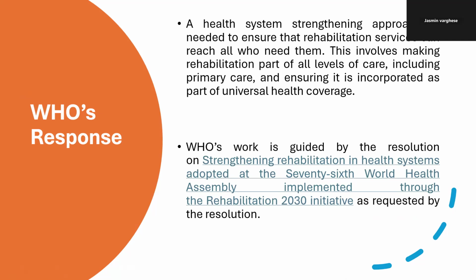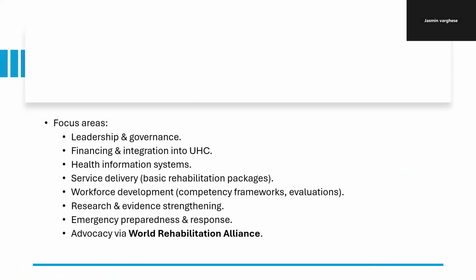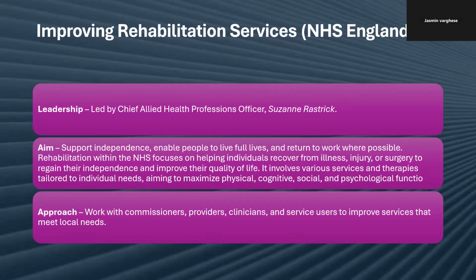The major areas they have focused on include leadership and governance, proper leadership and proper governance to find out the unmet needs and to implement the plans in a proper way in all aspects of care, especially in primary care itself. Then financing and integration into universal health coverage, health information system enhancement, service delivery enhancement, workforce development enhancement in terms of competency frameworks and evaluations, research and evidence strengthening, emergency preparedness and response, and advocacy by WRA, that means World Rehabilitation Alliance. So WHO is working on this, and by 2030 we will get a lot of changes to provide proper rehabilitation to all people who need proper support and care.